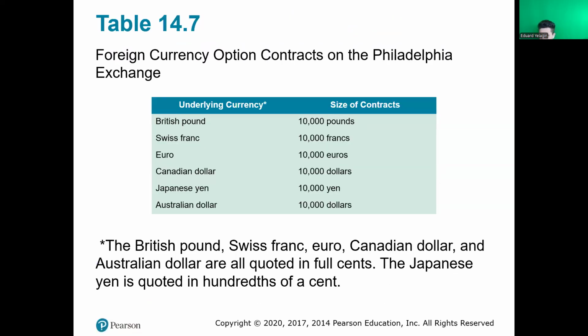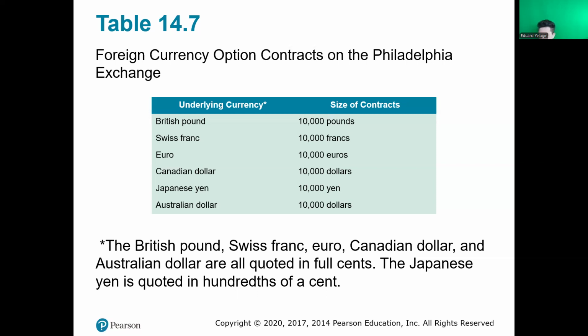So this table shows how foreign currency options are standardized for trading on the Philadelphia Exchange, one of the major markets for these contracts. Each option contract is written on a fixed amount of a major currency. For example, 10,000 pounds for the British pound, 10,000 euros, 10,000 Swiss francs, 10,000 Canadian or Australian dollars, and 1,000,000 yen for the Japanese currency. So these contract sizes make it easy for traders, companies, or investors to hedge predictable currency exposures like an upcoming payment or invoice in a foreign currency.